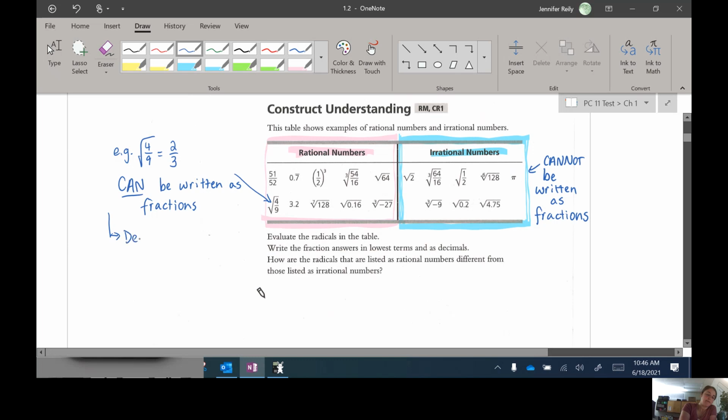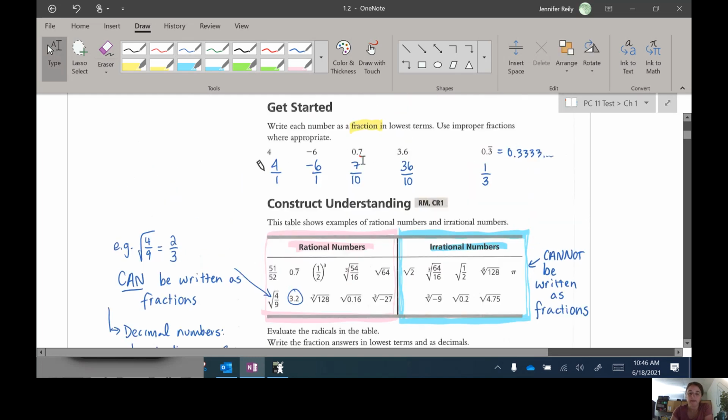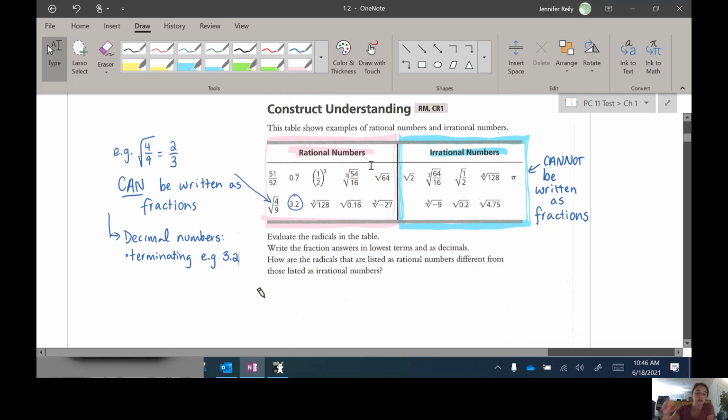So decimal numbers will either be terminating, which means they stop. For example, on that list there, 3.2 is a terminating decimal. It stops at 2, it doesn't keep going. Example 3.2. We also saw that above in 0.7, that's a terminating decimal. It stops.